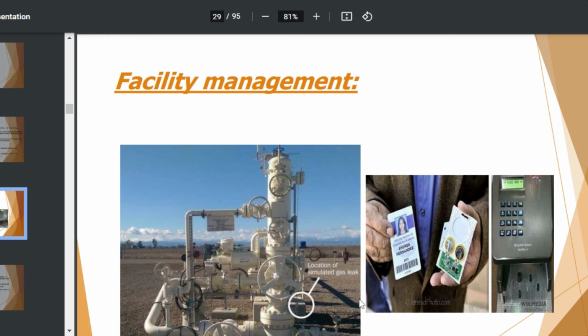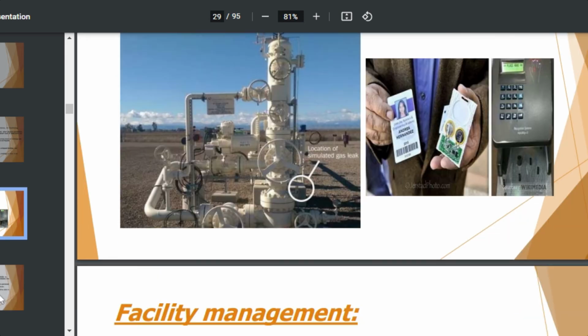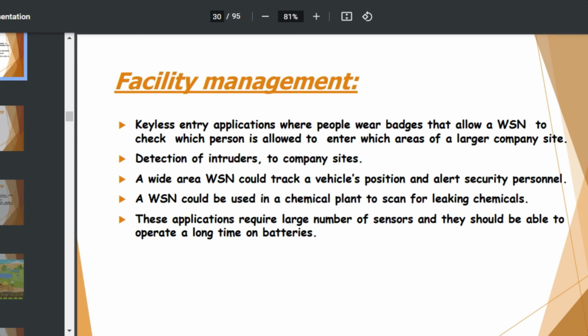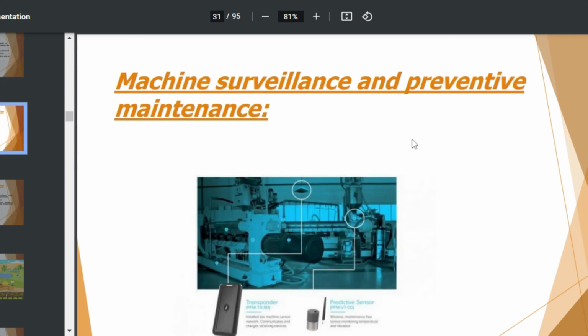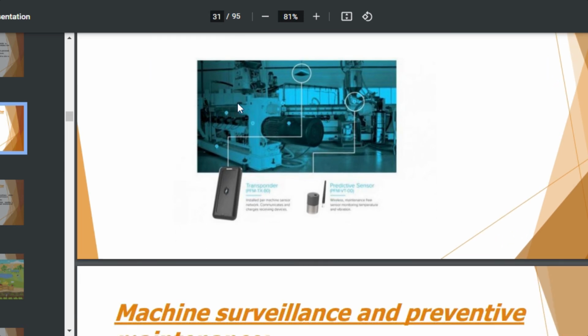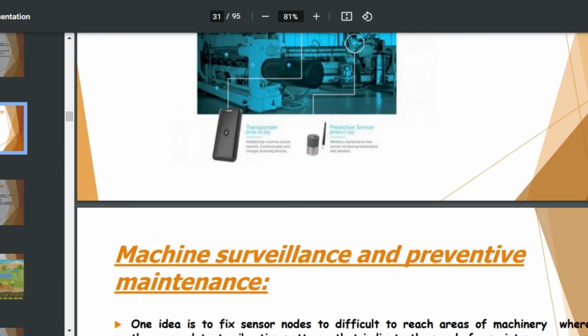Whenever we want to identify a particular gas leak, I have to make a thorough check with the aid of the keyless entry application. So it will be helpful to detect an intruder on the company side. Whenever there is a leakage or whatever, the battery's life can be extended in case of this facility management. Next comes machine surveillance and preventive maintenance. Whenever there is a fault in a machine, that has to be taken care of, and the longevity of that machine has to be maintained. That is possible with the aid of wireless sensor network.